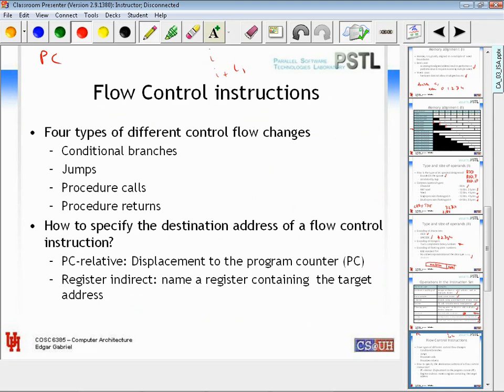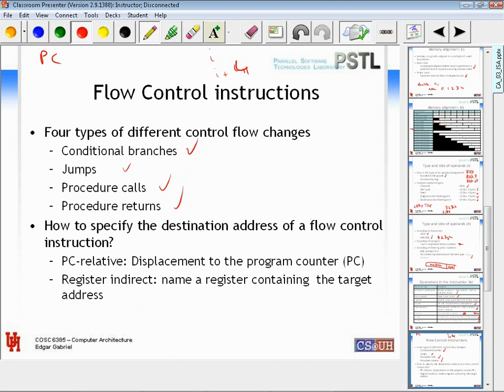The question is now, however, what happens if you have an if statement in your code? Then you might not have to access the instruction at location I plus 4, but you might have to do something entirely different. You might have to jump to a different region in your code. So the question is, what type of flow control operations does the instruction set architecture support? The four typical operations are conditional branches, jumps, procedure calls, and procedure returns. What are the options to define where to go for one of those flow control operations?